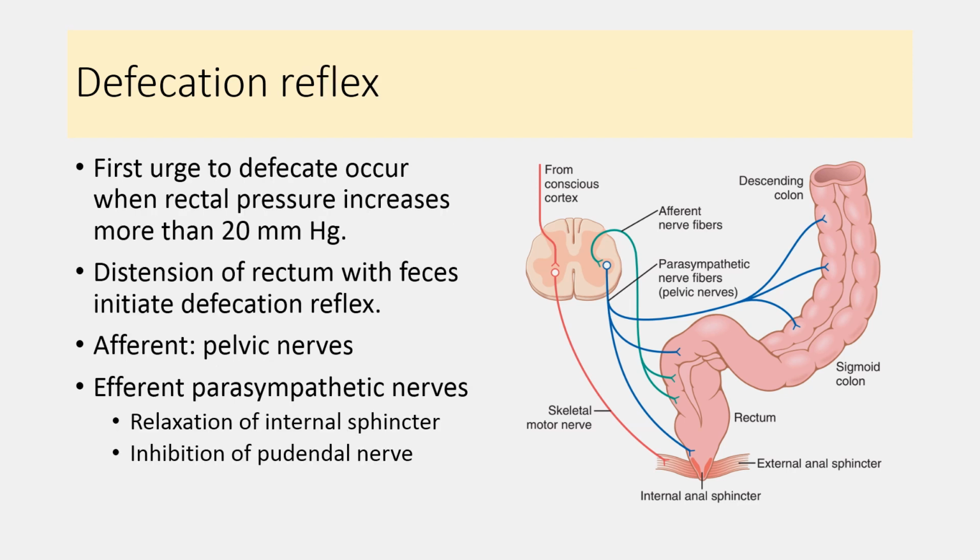Defecation reflex is a spinal reflex and it is also under voluntary control by the higher centers. The first urge to defecate occurs when rectal pressure increases to more than 20 mm of mercury, and distension of the rectum by feces initiates the defecation reflex. Afferent sensory information is carried by the pelvic nerves, and efferents through the parasympathetic nerve produce relaxation of the internal anal sphincter and inhibition of the pudendal nerve, which causes opening of the internal as well as the external anal sphincters.